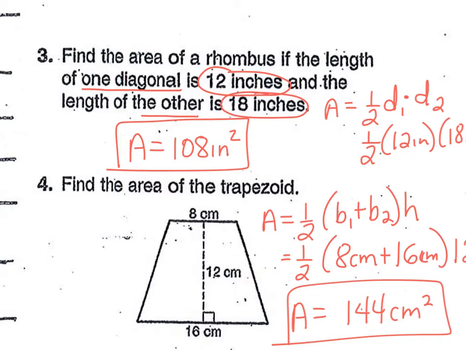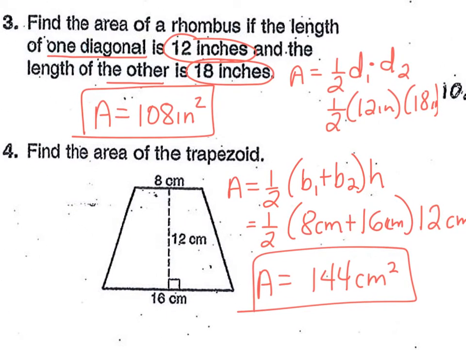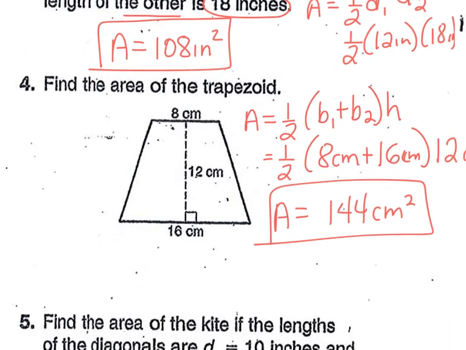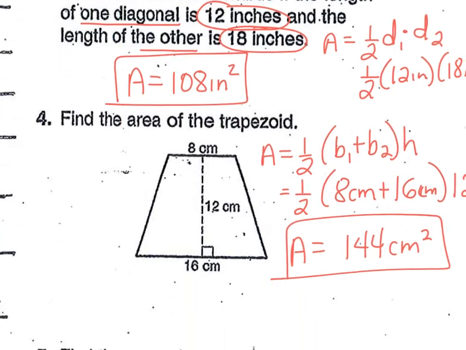Number 3, you need to find the area of the rhombus. The formula is 1/2 diagonal 1 times diagonal 2. Diagonal 1 is 12 inches, diagonal 2 is 18 inches. So you multiply those two numbers. Half of 12 is 6 times 18 is 108 square inches. That's number 3.